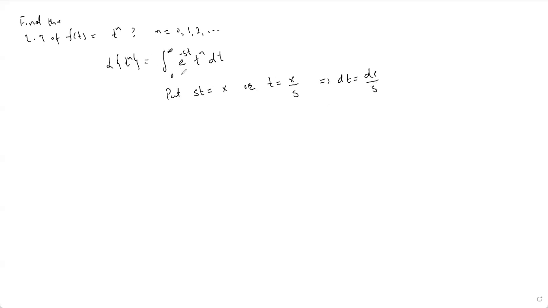Now substituting all these things in this integral, it will become the integral from 0 to infinity of e raised to power minus x, and instead of t I have x by s raised to power n, into dx divided by s. Taking this s out of the integration, it will be 1 divided by s raised to power n plus 1, times the integral from 0 to infinity of e raised to power minus x, x raised to power n, dx, right?